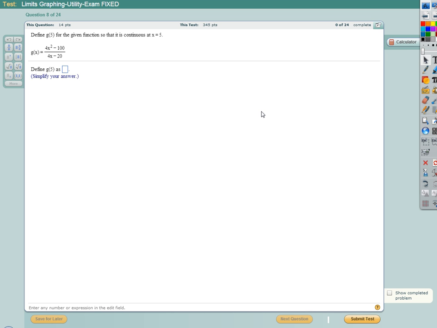Here's our function g of x. It says define g of 5 for the given function so that it's continuous at x equals 5. Okay, that's kind of a disguised version of a problem we already did, right? Let's look at this a couple different ways. Can everybody here and make that a little bigger?